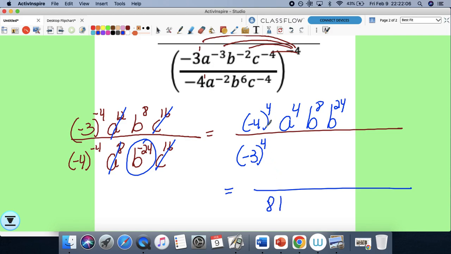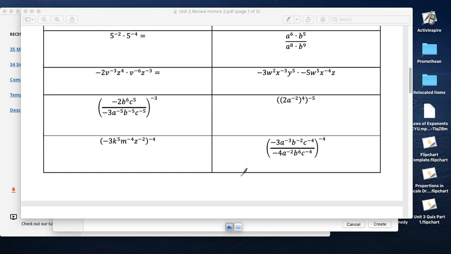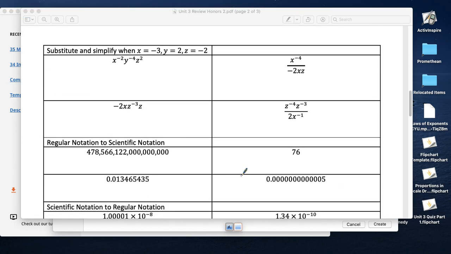On the top, we have 4 to the negative 4 times negative 4 times negative 4 times negative 4, which is 16 times 16, which is 256. Positive. A to the 4th, and then these two can be combined, and we can call it b to the 32. That's it. And that takes us to the end of page 1.